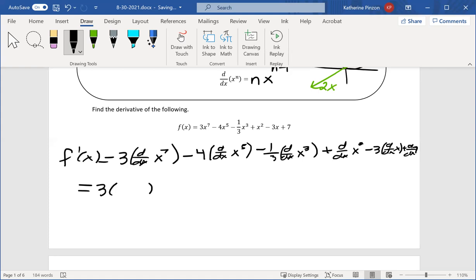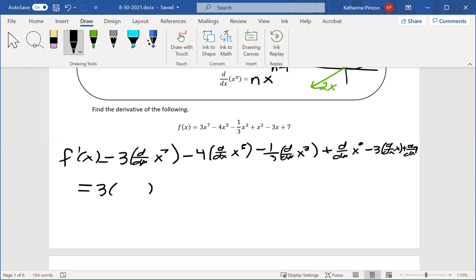Okay, so almost all of these use the power rule, right? x to the 7th uses the power rule, x to the 5th uses the power rule, x to the 3rd uses the power rule, x squared uses the power rule. How about 7? Does it use the power rule? I mean, it could. What's the power of x on 7? 0. So you could put that 0 in the front, right? And when 0 is in the front, it's going to turn out to be 0.